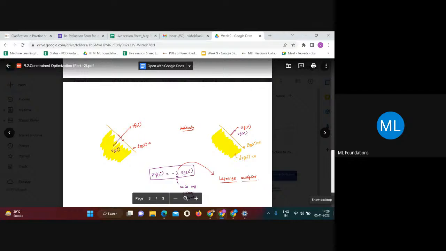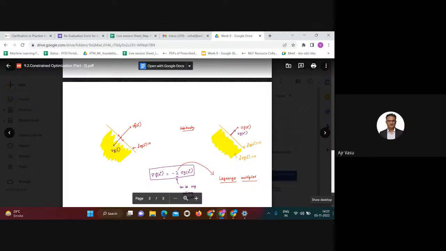So for all the values of x, everything will differ. This was your question, right? Or something else? I got it. Because the direction of the gradient will change.